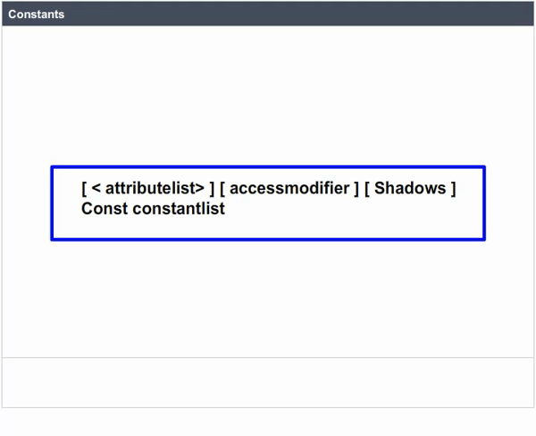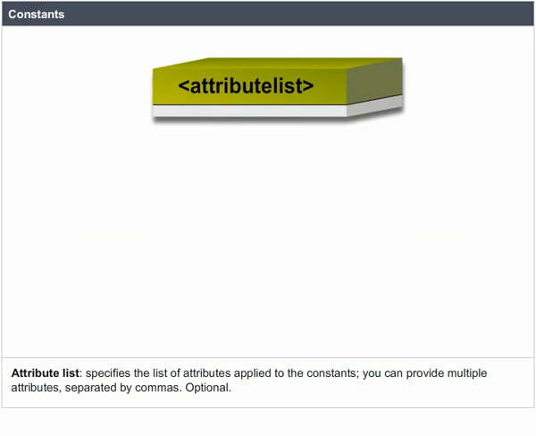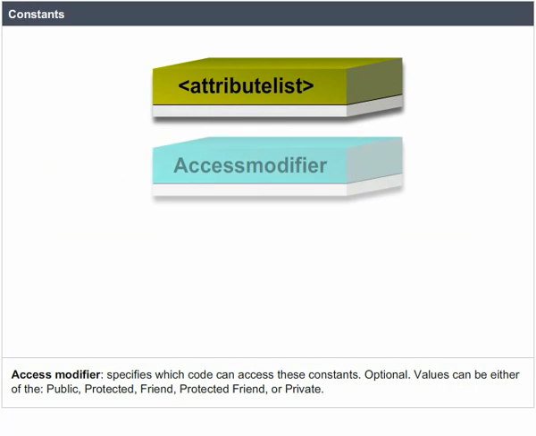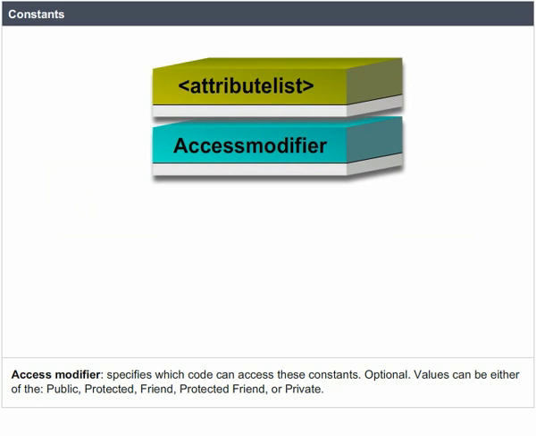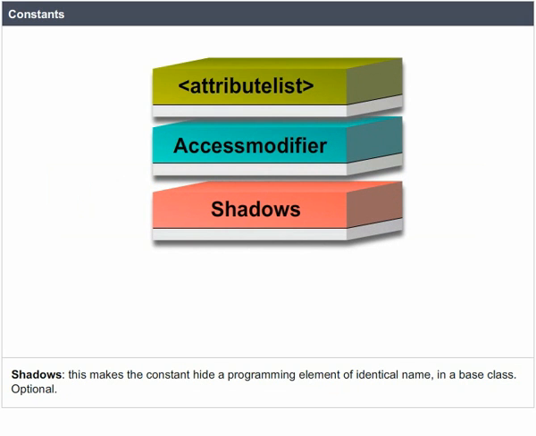Attribute list specifies a list of attributes applied to the constants. You can provide multiple attributes separated by commas, optional. Access modifier specifies which code can access these constants, optional. Values can be either of Public, Protected, Friend, or Private. Shadows makes the constant hide a programming element of identical name in a base class, optional.